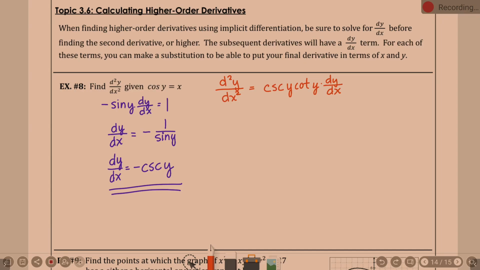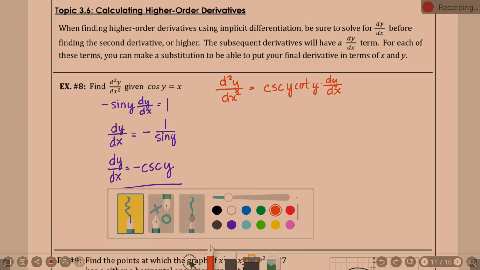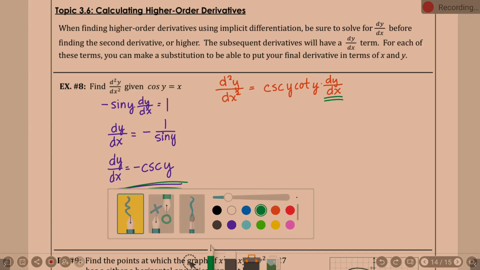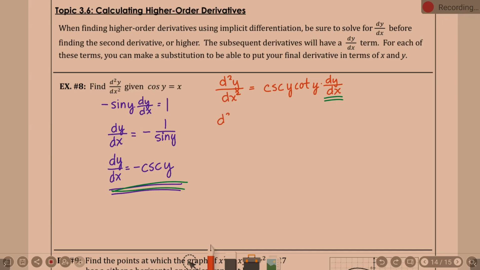Now, effectively, we've taken the second derivative, but we're not going to leave it like this. You don't leave an answer like that. So we plug in that negative cosecant y for dy/dx. So now d squared y over dx squared is cosecant y cotangent y times negative cosecant y. Do you distribute? Don't think distribute. It's just multiply.